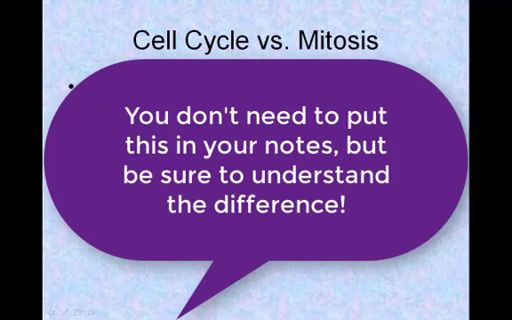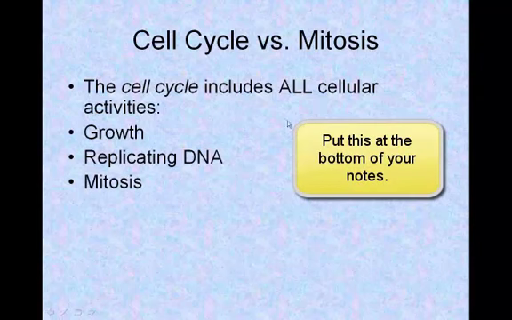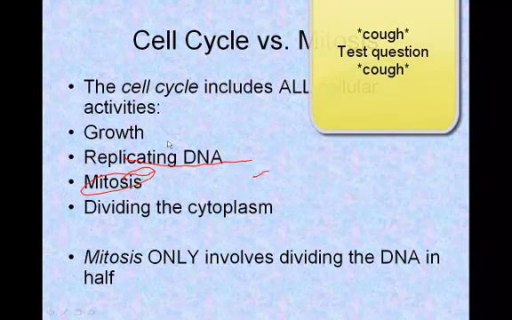So an important thing to take note of is that the cell cycle includes everything. The cell cycle includes the growth, which happens in interphase, replicating the DNA. It includes mitosis, and it includes dividing the cytoplasm, which is cytokinesis. Mitosis is only this step here, dividing the DNA. All the other 3 steps are not part of mitosis, but they are part of the cell cycle.